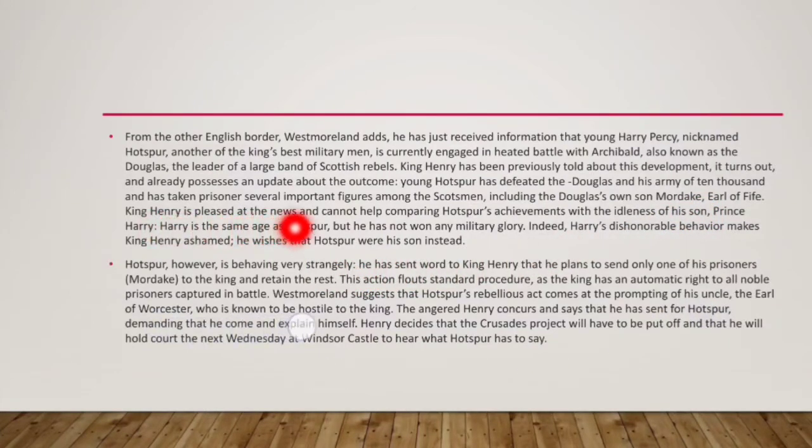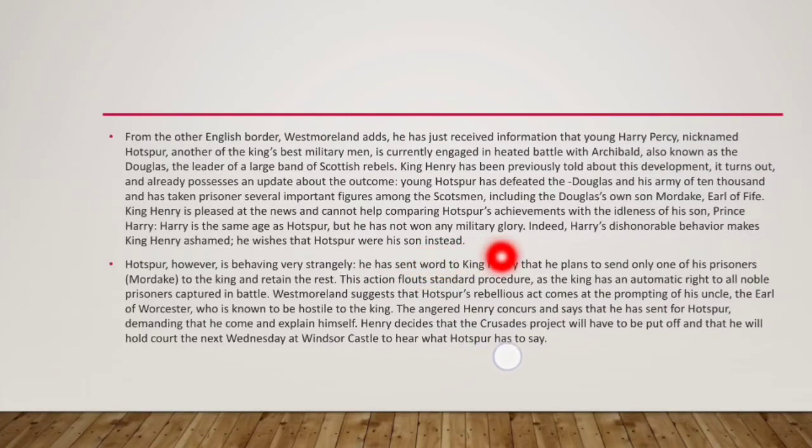King Henry is pleased at the news and cannot help comparing Hotspur's achievement with the idleness of his son, Prince Harry. Now, the king is here comparing his son with Hotspur's achievement because he thinks, like any other father, that his son is not up to the mark, but he considers Percy as a noble character. Now, Prince Harry is at the same age as Hotspur, but he has not won any military glory. Indeed, Harry's dishonorable behavior makes King Henry ashamed. He wishes that Hotspur were his son instead.